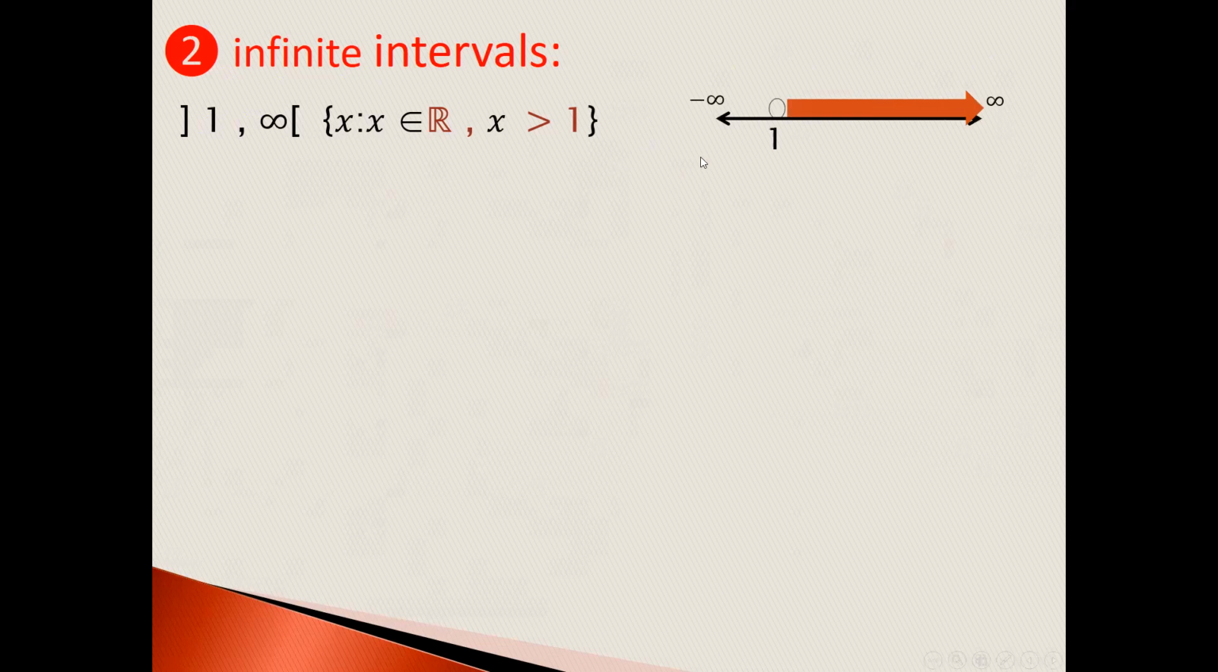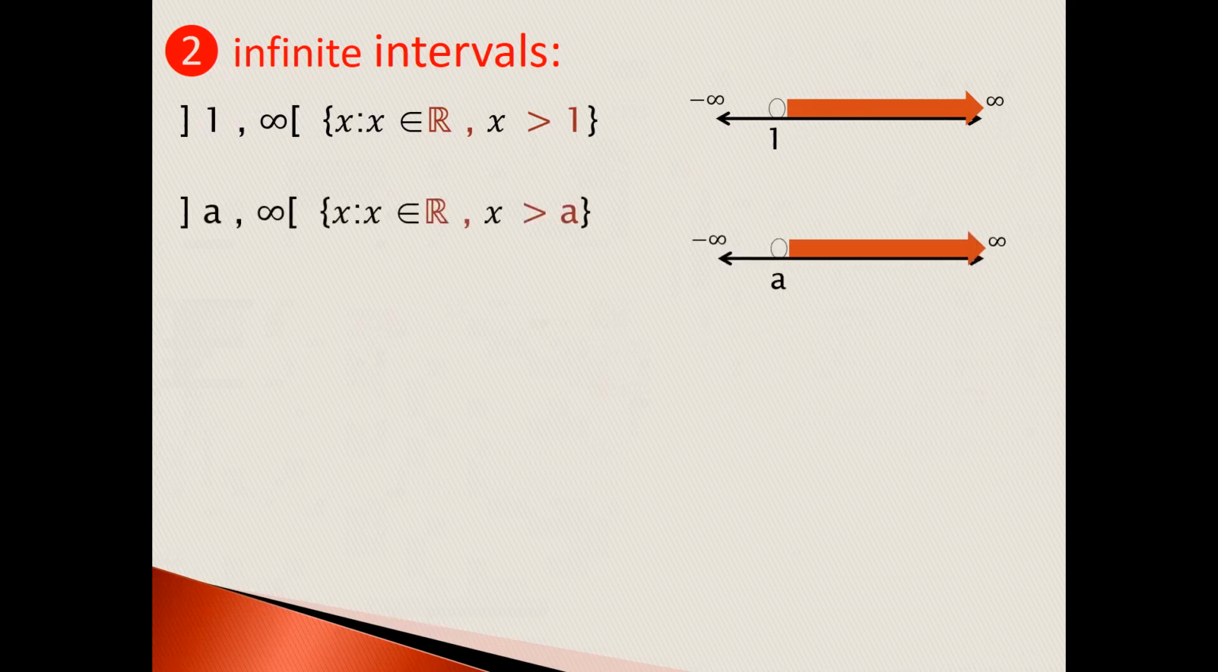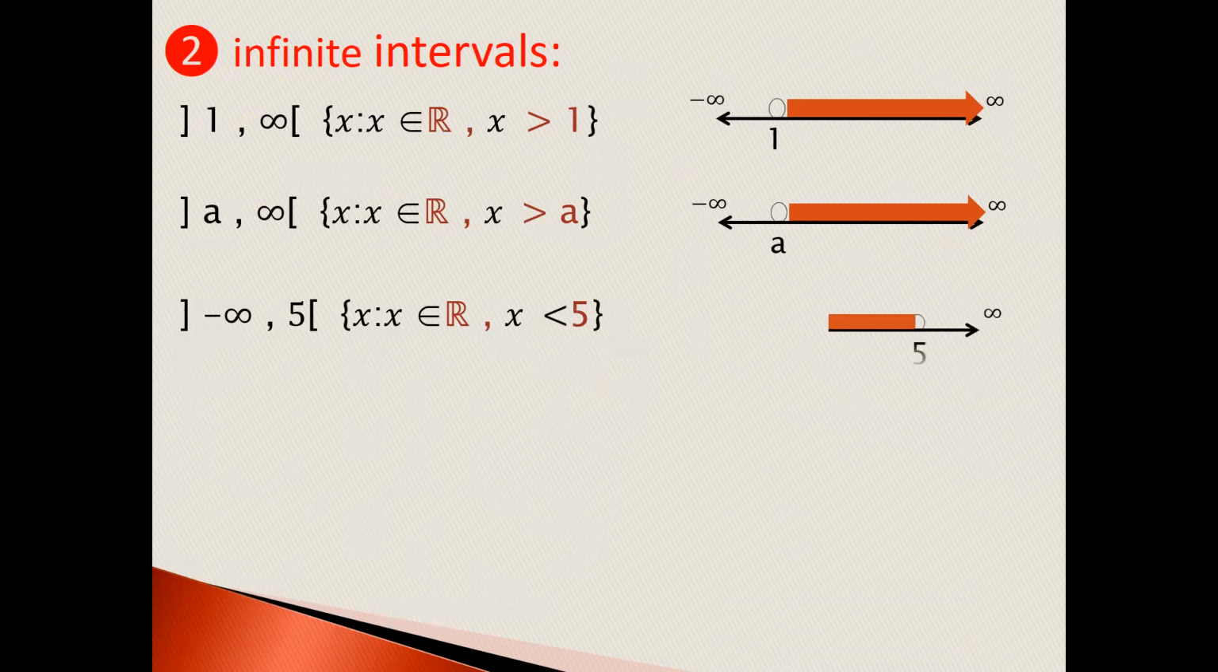Here I have a number line of 1 and infinity. 1 is positive, so positive infinity goes to the right, not left. Here I have negative infinity.